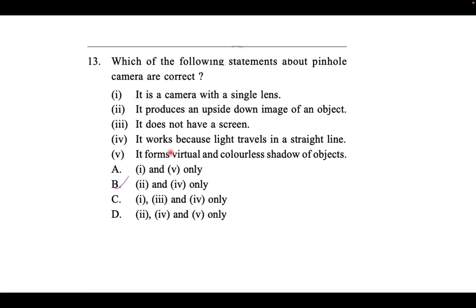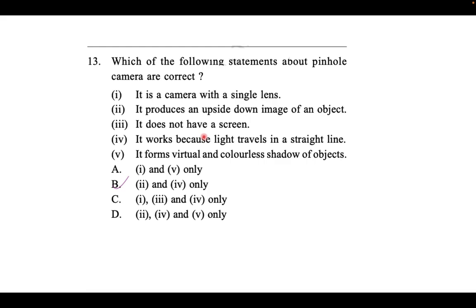13th question. It is a camera with a single lens. This is false. A pinhole camera does not have any lens. It produces an upside down image of an object. This is true. A pinhole camera always produces an inverted image of an object. It does not have a screen. This is false. A pinhole camera cannot work without the screen.